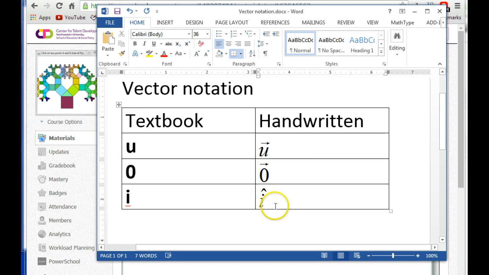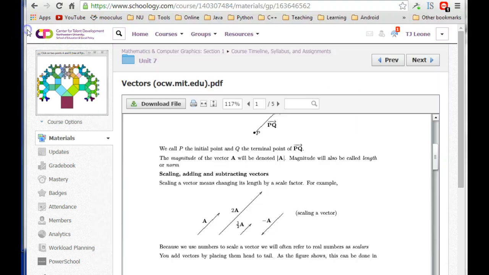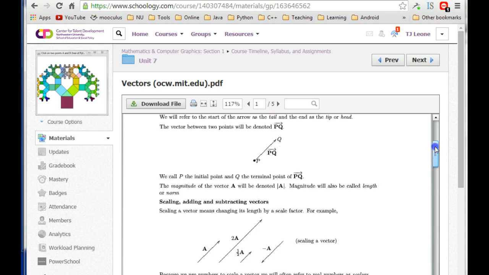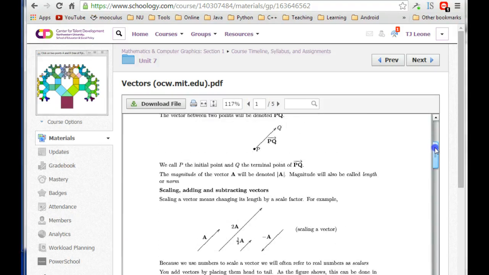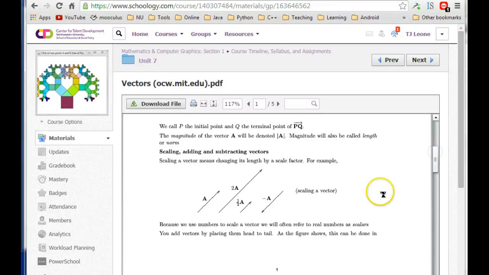You'll also see this little caret thing. It's called a hat. Usually we'll say the i hat for this. And this is also a vector. It's a special case where the vector has a length of 1. So that's the basics of vectors, and then next time we'll talk about scaling and adding and subtracting.